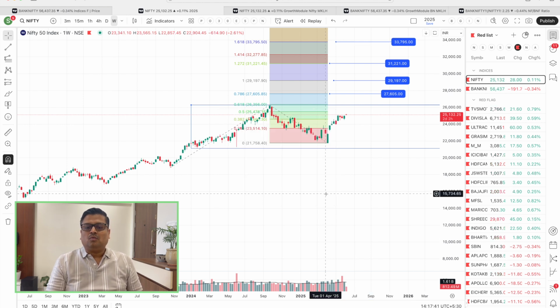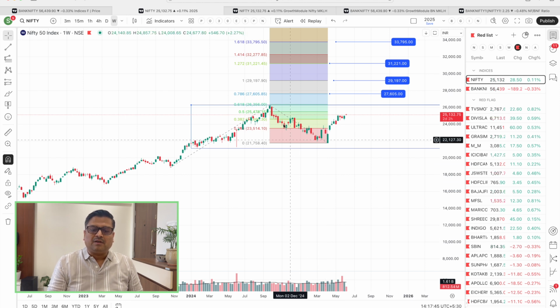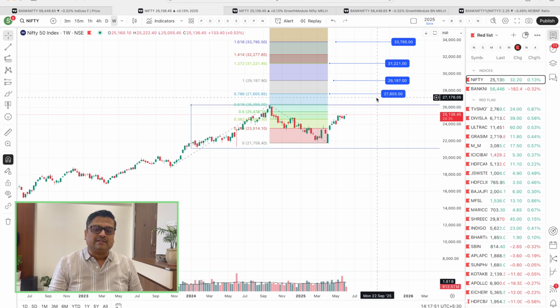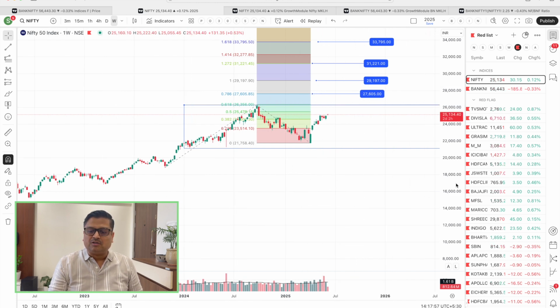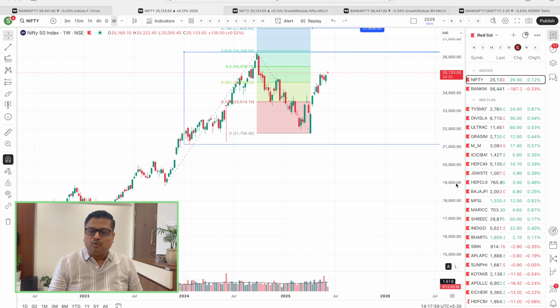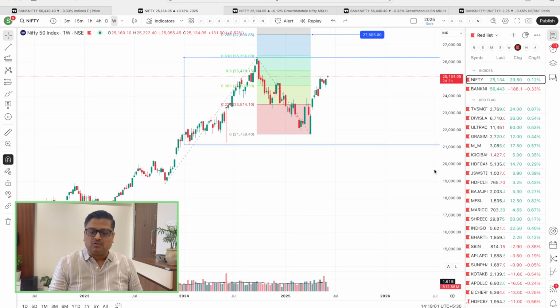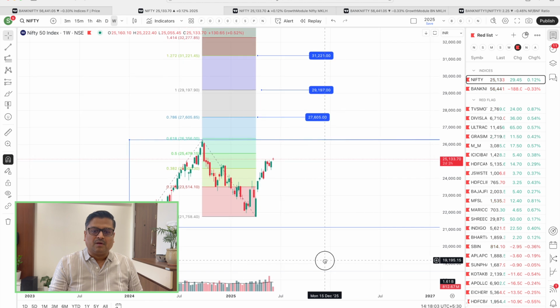Okay, so initially what we can look at is the previous high, that is 26,277. If it is taken out, then we will look for the next target of 27,605, and in between there can be a possibility. It cannot just go in a bullish direction, it is not going to happen in such a way.